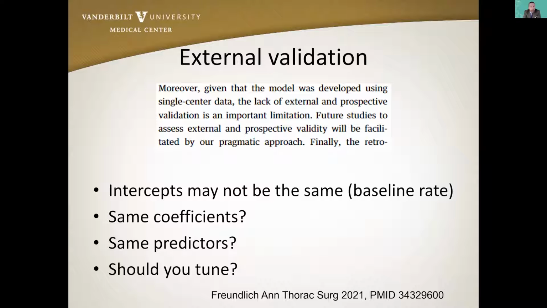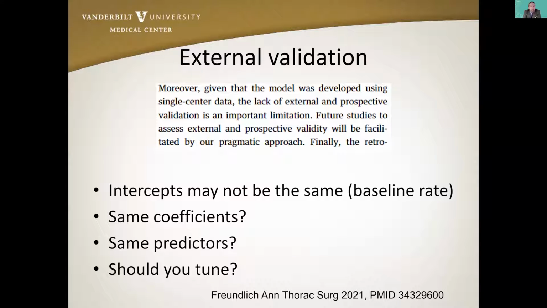So the actual intercepts for the model may be different, and it's not clear, is it okay to just change the intercepts for the differing baseline rate? What about changing the coefficients? So what if the odds ratios are a little different at different sites? Can you change the coefficients? What about even changing the predictors? Could you maybe add a new predictor if it helps the model performance at a new site?